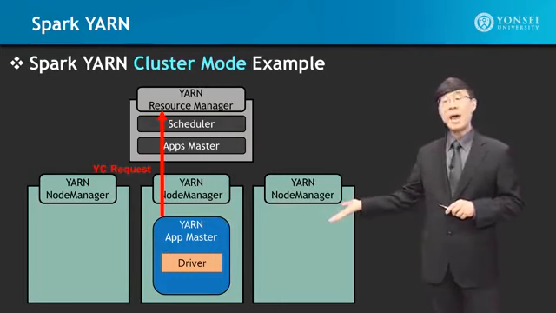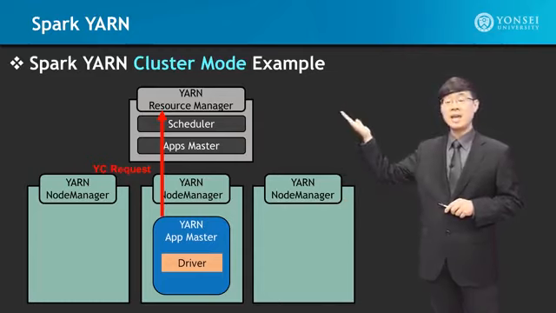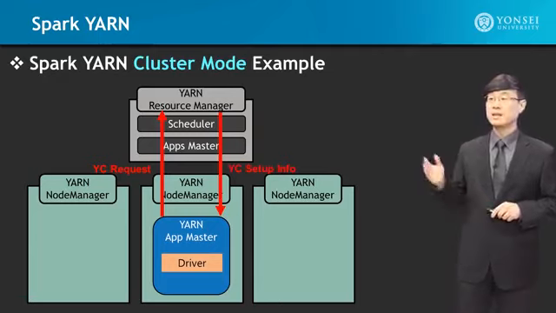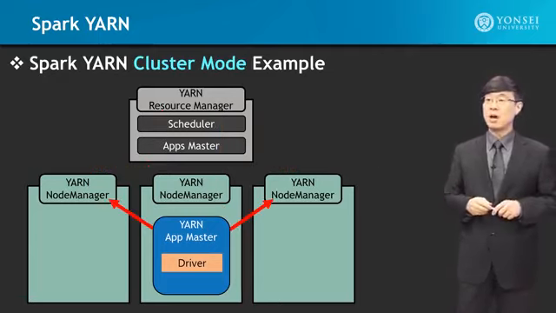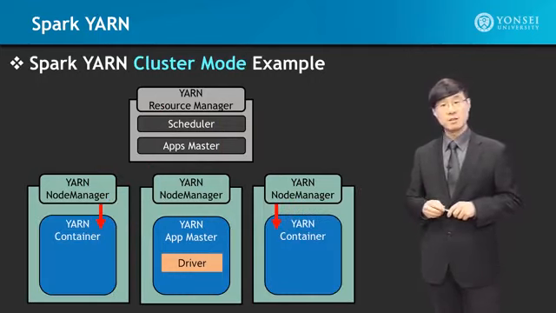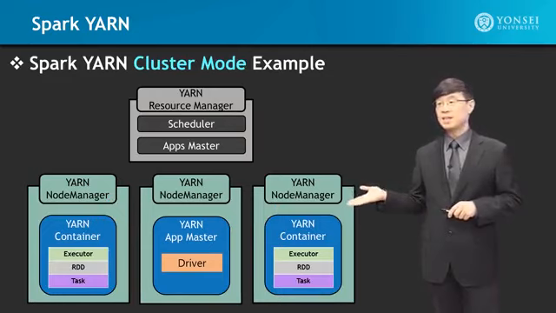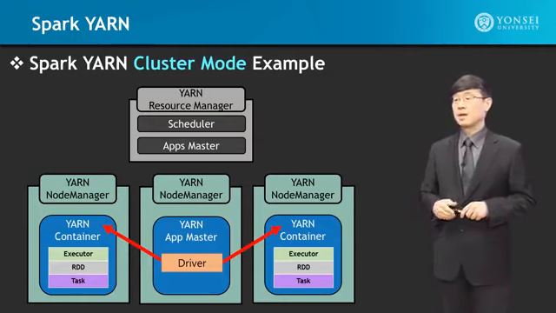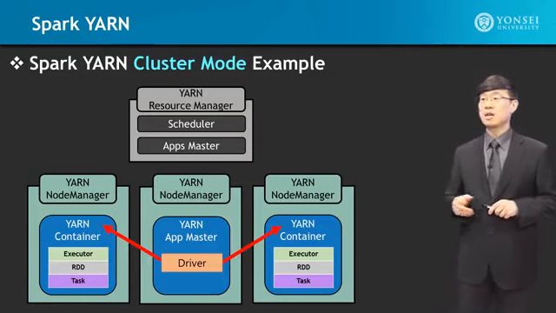Then the Yarn App Master will send a Yarn container request to the resource manager and it will get container setup info. Then the App Master will contact the node managers to set up Yarn containers. And in these containers there will be an executor that runs the RDD tasks. Now the driver will continuously monitor and communicate with the Yarn containers.